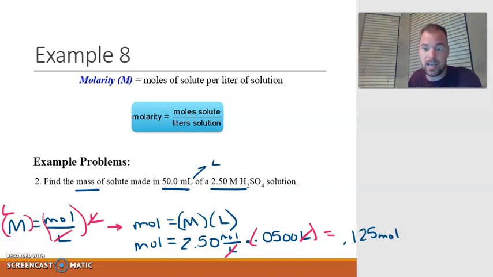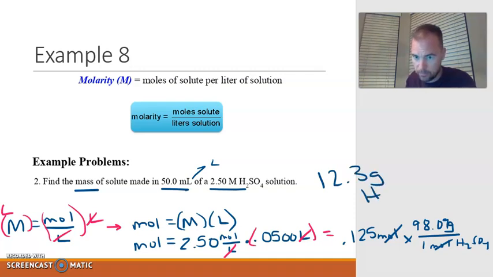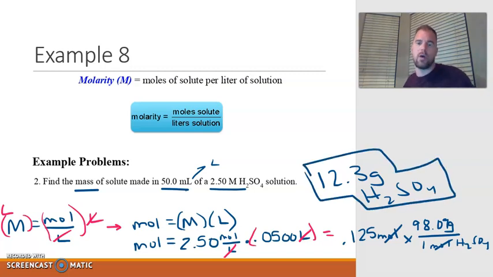moles. And then the final step is, I don't want to know how many moles, I want to know how many grams. So this is where I do a molar conversion. 1 mole of H2SO4 would have a mass of, and I actually don't know what that is, so let me calculate that real quick. I'm doing the molar mass of H2SO4. So that's going to be roughly 98.09 grams. So 98.09 grams. The moles will cancel out when I multiply. So 98.09 times 0.125, that's going to give me, with 3 sig figs, 12.3 grams of H2SO4. So that would be the mass of solute that I would need.